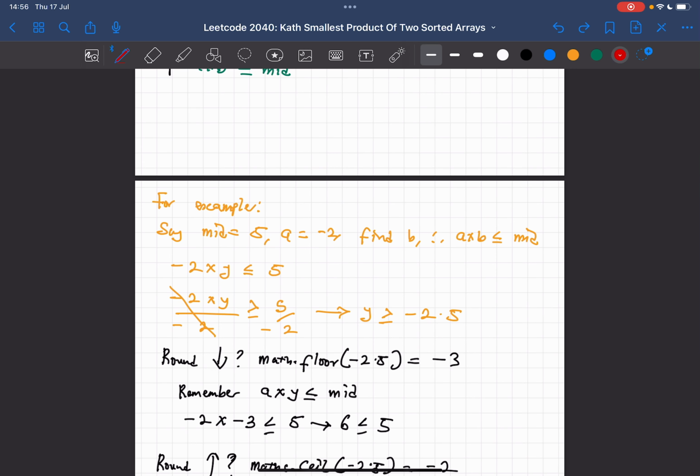Let me get my marker here. Let me put a big fat wrong here. That is not math. 6 is never less than or equal to 5.